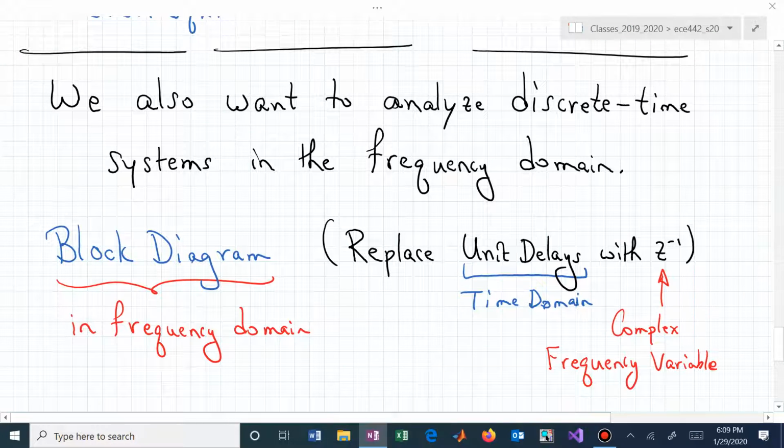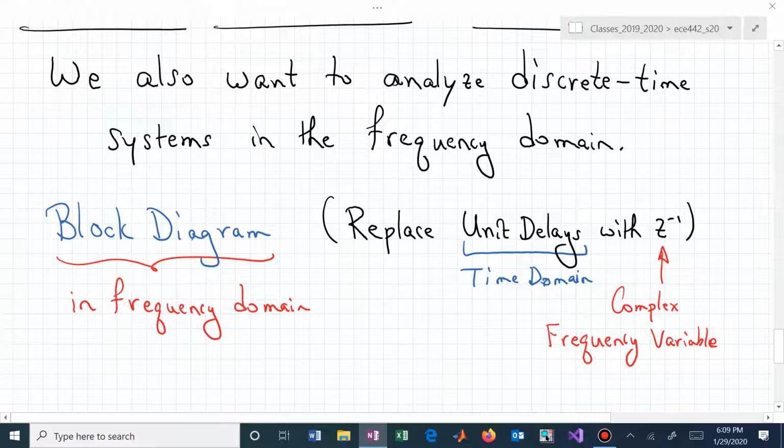We've been in the time domain. Let's now go into the frequency domain. We want a block diagram in the frequency domain, and that means we want to replace the unit delays in the time domain with operators equaling z to the minus 1, where z is this complex frequency variable.